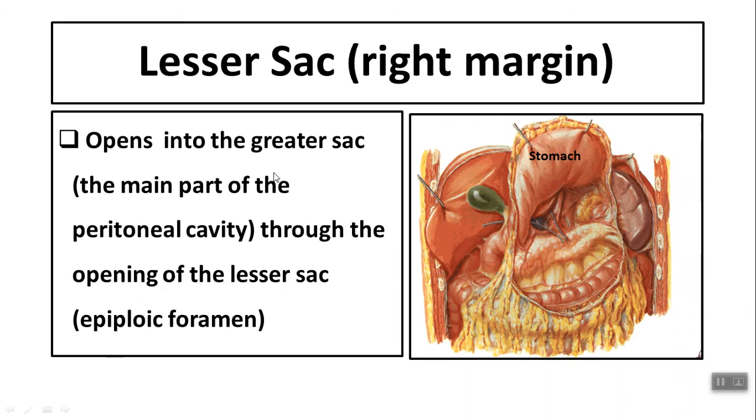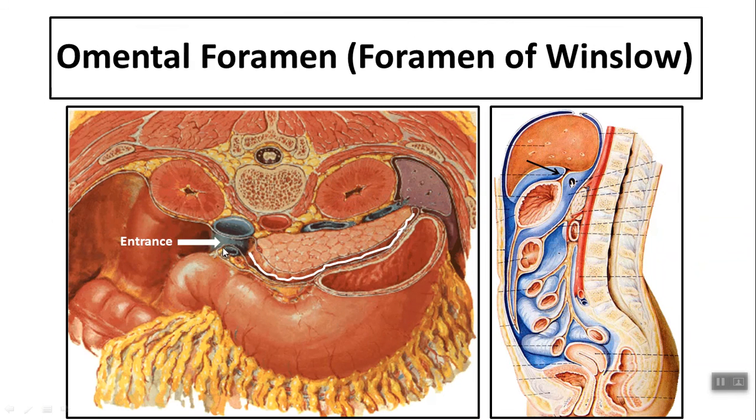The right margin opens into the greater sac, which is the main part of the peritoneal cavity, through the opening of the lesser sac, which is called the epiploic foramen. So the omental bursa, or the lesser sac, is opened to the greater sac by the epiploic foramen. Here we can see this is the greater sac, and this is the entrance, or the foramen of Winslow, to the lesser sac or the omental bursa. We can see that the lesser sac is situated behind the stomach.